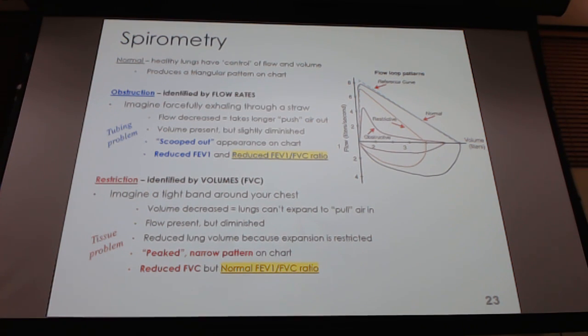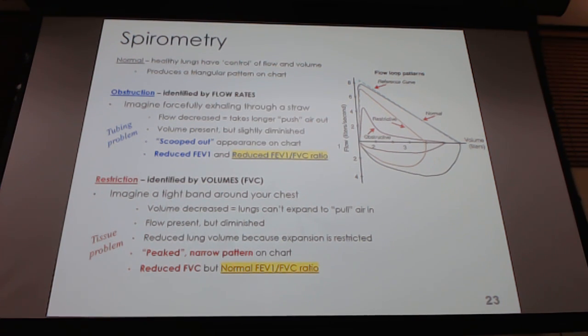You hear the term scooped out, but it has this kind of, not this nice straight flow. It doesn't go straight up and down. You don't get as much air out in that first second, and it takes you longer to get that air out at the end. Vice versa, we talk about restricted disease, then we're talking about flow is not the problem.